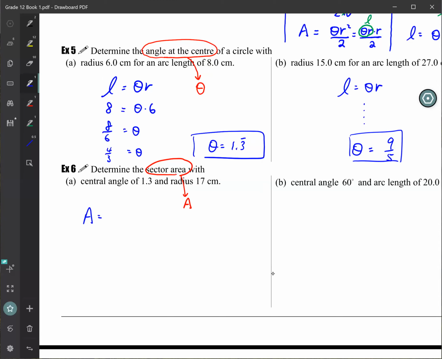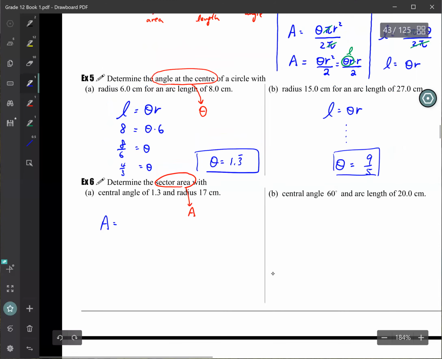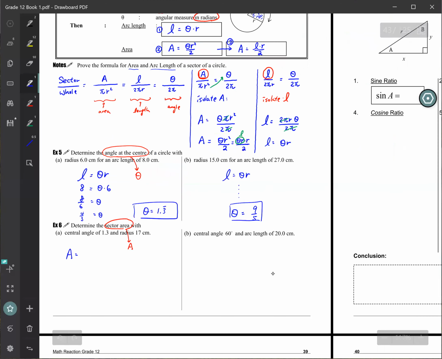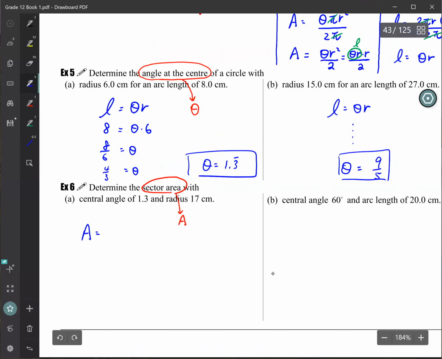Okay, Donna, can you tell me which formula did you choose? Number 1, 2, or 3? Number 2. Okay, very good. We have angle and the radius, so it'll be theta r squared over 2. All we need to do is just plug the number into theta, right? 1.3 times 17 squared over 2. And you can use your calculator.